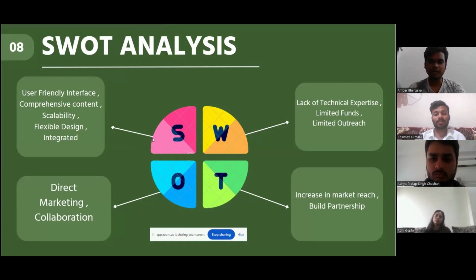If we talk about the opportunities with our application, it has direct marketing and collaboration. That means if we want to increase the range of our project and maximize the number of users, we have to communicate directly with the industry experts. And at last, the threat that comes in our way is market reach and building partnerships. As I mentioned earlier, it is a college-level project, so it is not connected that much in the market. That's the one threat that comes in our way.